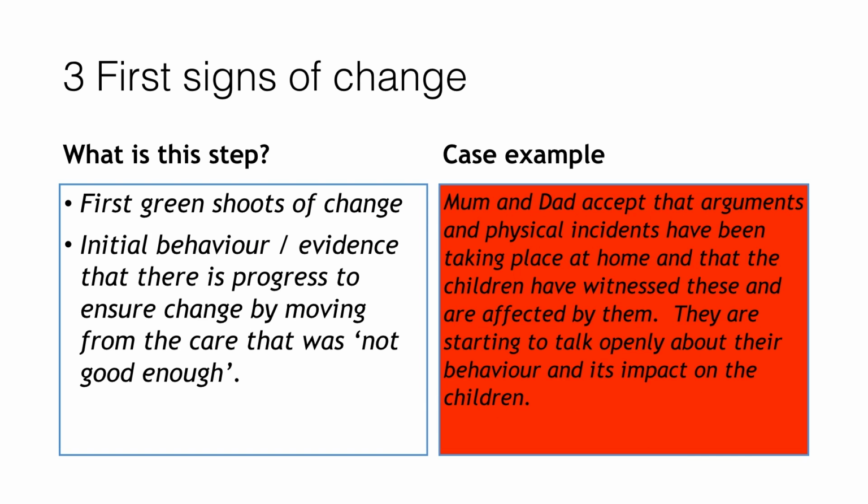In the case example, we see this described as accepting what has taken place, accepting that the children have been affected, talking about their behaviour and the impact on the children. This is written as: Mum and Dad accept that arguments and physical incidents have been taking place at home and that the children have witnessed these and are affected by them. They are starting to talk openly about their behaviour and its impact on the children.